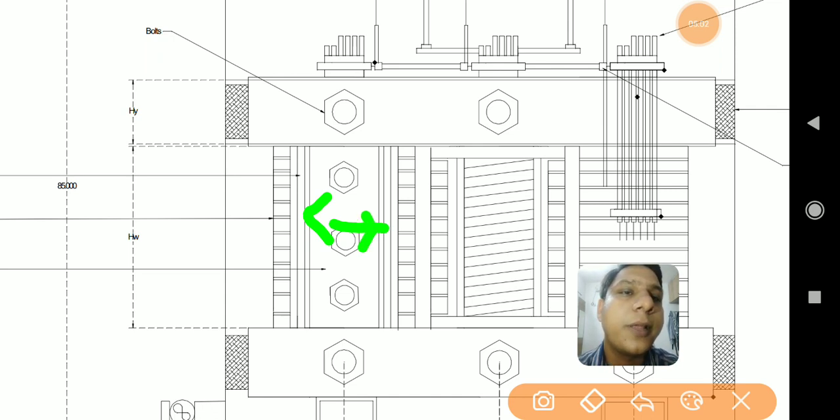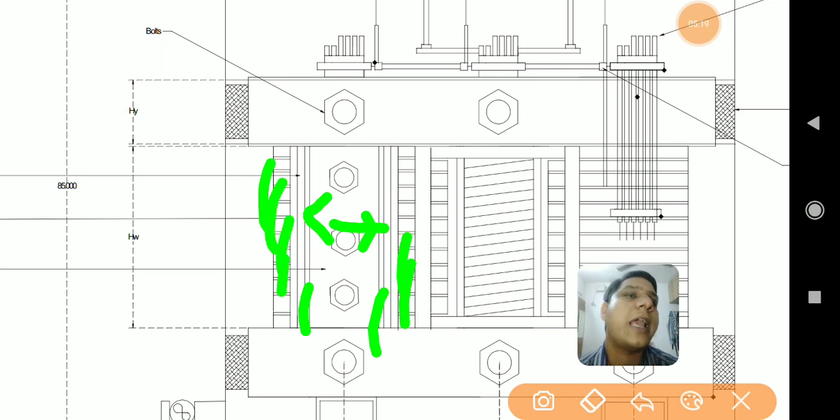On both sides of the limb there is a representation of, say, these lines are representing the insulation. After insulation there is the LV winding, and then there is the HV winding. So this part which you can observe is representing the HV winding on the diagram. This is exactly the HV winding which is shown.